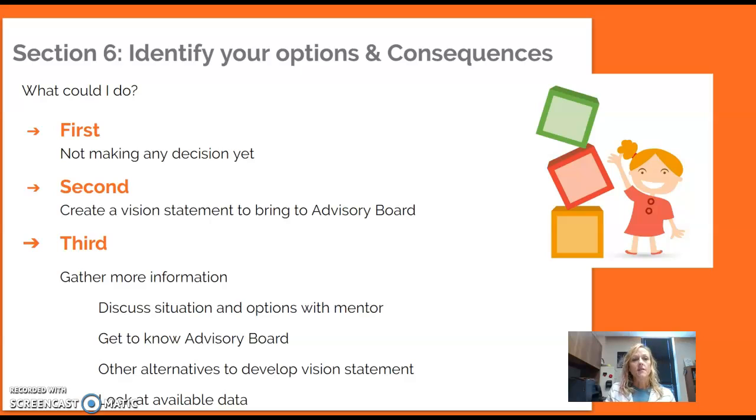Some of the options: the first would be not making any decision yet, going to the next meeting with no decision. The second is creating a vision statement and bringing that to the board. And third is gathering information, discussing the situation with the mentor, getting to know the advisory board, other alternatives to develop the vision statement, and looking at the available data.